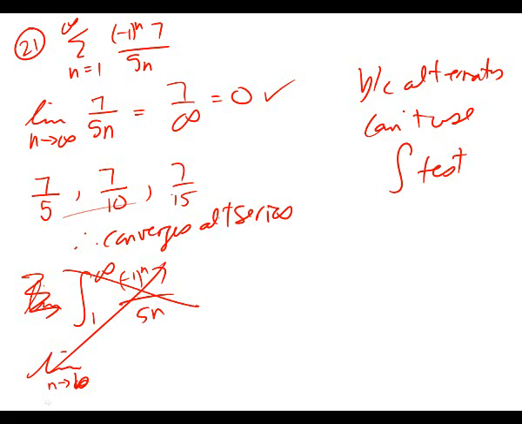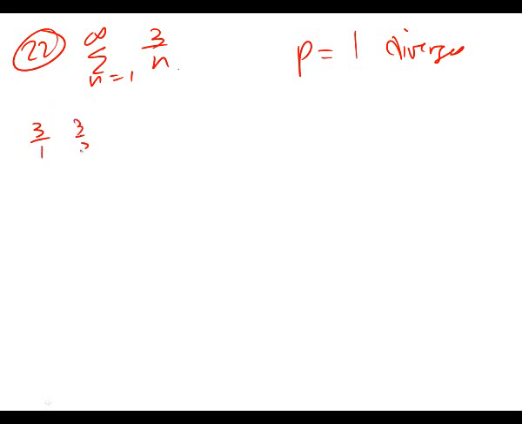All right. 22. This is a good old P series, it looks like, right? So the sum from n equals 1 to infinity of 3 over n. What's your P? 1. So when P is equal to 1, does it converge or diverge? Diverges. Okay, so we know it has to be A. It could possibly be C and A, though. So we could use our integral test. Is it positive? Yeah. It's continuous. Is it decreasing? So 3 over 1, 3 over 2, 3 over 3. Is it going down? Yes.